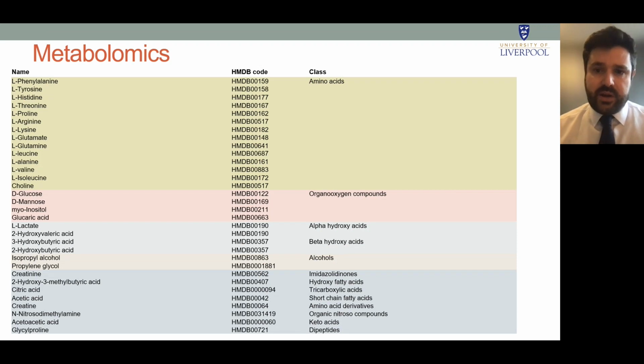Now moving on to the metabolomics analysis. These data were generated by nuclear magnetic resonance spectroscopy, and this table shows the range of metabolites we identified, classified by group. So a range of amino acids, compounds involved in energy production for the cell, ketone bodies, and other acids.